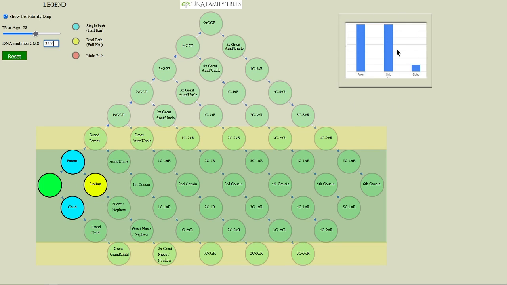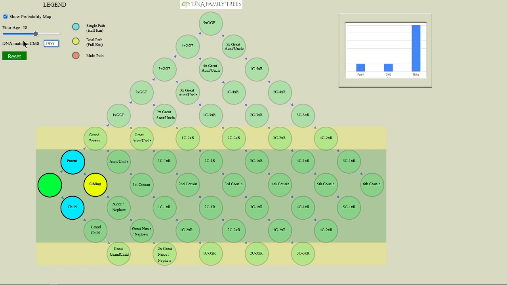But when you look over at the chart, really not so much. It's one-seventh as likely as either one of the others. If you lower it 100 more to 3200, you think, okay, it's going to get a little closer. No, it completely flips. In fact, now it's 6 to 1 times more likely that it's the sibling than it is a parent or a child. So those centimorgans matter even at the high centimorgans.